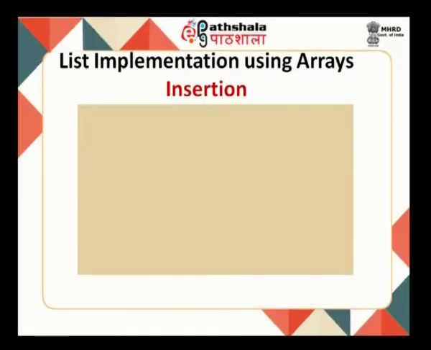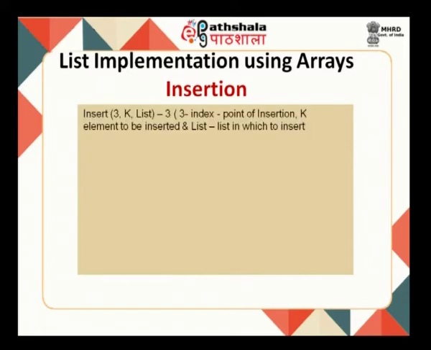That is the crux that you have to understand here. So, let us look at an example. Suppose you want to insert the element k in the third position. So, this is the index or the point of insertion. K is the element to be inserted and list is the list in which to insert.